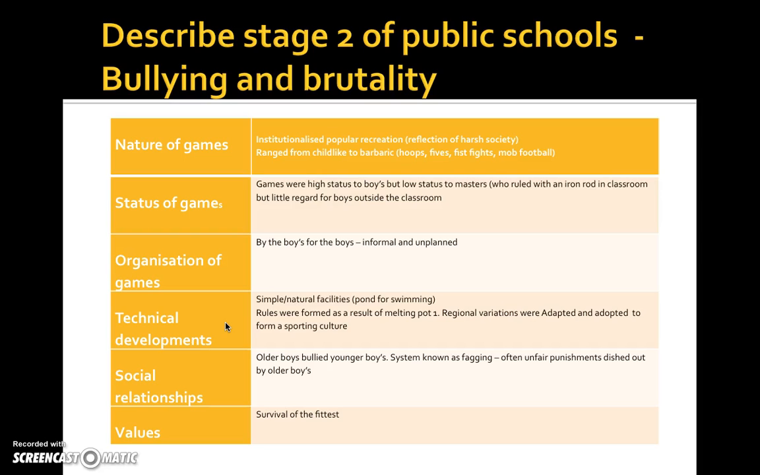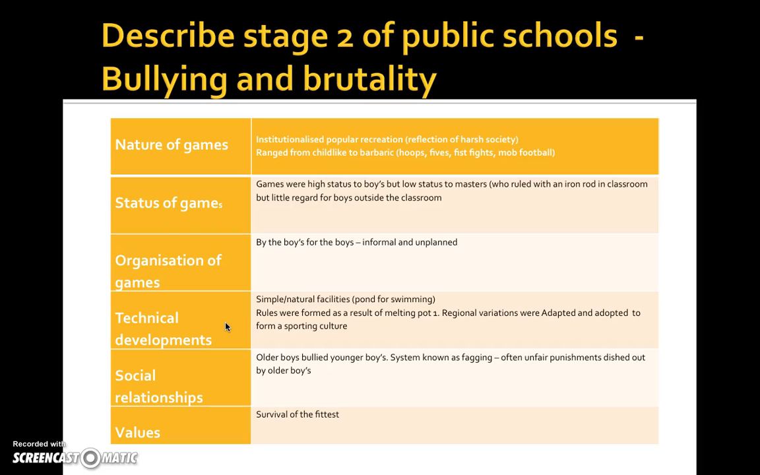Now, the rules at this stage were specifically linked to something called the Melting Pot 1. Melting Pot 1 was the first start point for rules within sport. You'd have lots of different students come into the private schools from different prep schools that were non-local, as we talked about in the characteristics. They would come from places far away, and when they came to the school, they would adapt the regional variations they had and adopt them to form a school sporting culture for their own school.